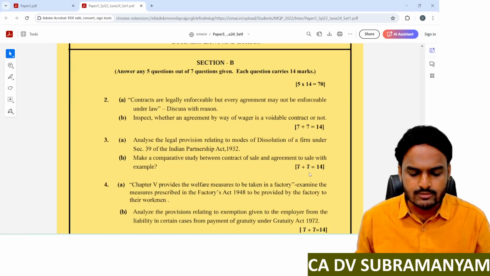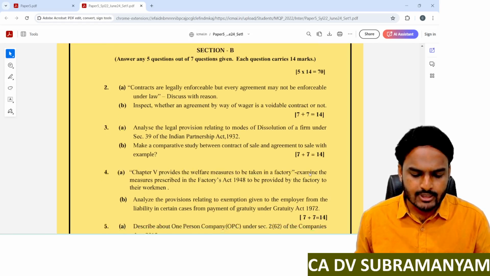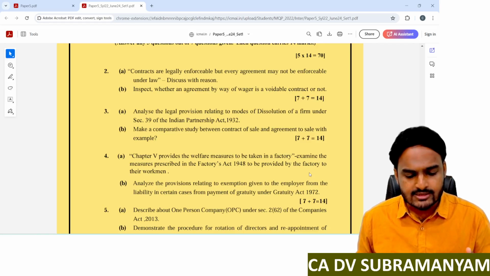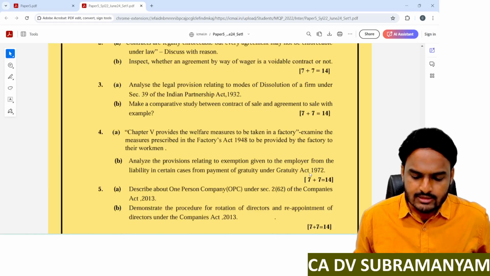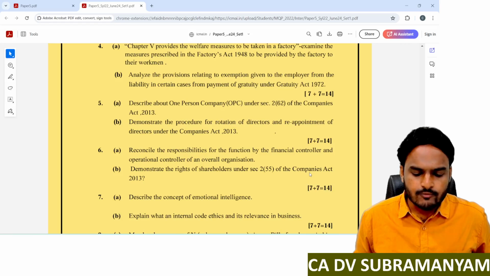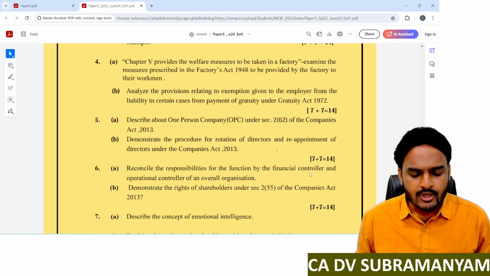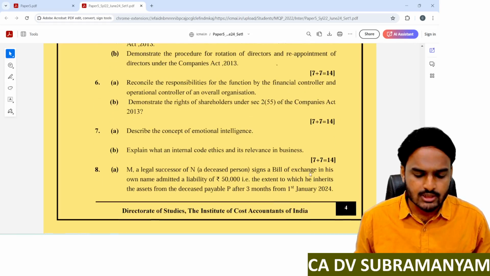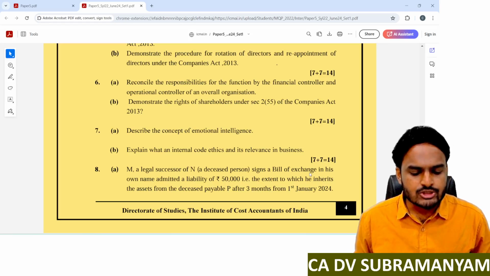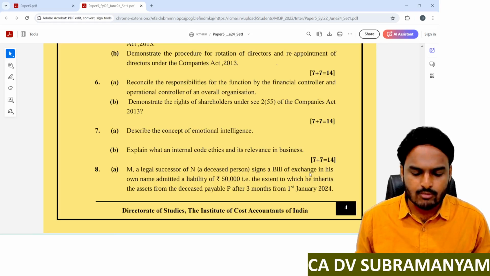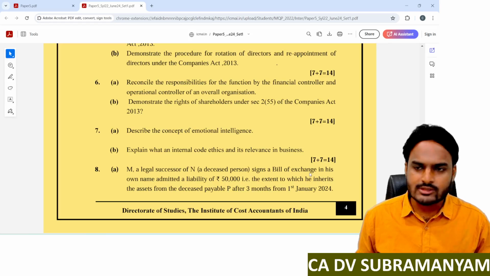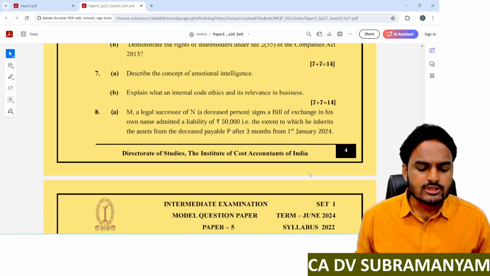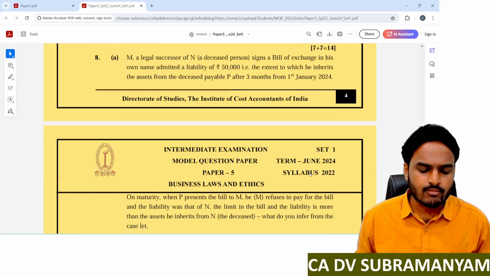And you can see here, the first question is from the Indian Contract Act. Next one, Partnership Act and Sale of Goods Act, 14 marks. Question number 4, Factories Act plus Gratuity Act, 14 marks. Question number 5, one person company and rotation of directors, corporate laws, 14 marks. Sixth question, financial controller and operational controller, this is from accounts and audit, 7 marks weightage. And next one, rights of the shareholders, this is from the accounts and audit chapter only, so 14 marks came from accounts and audit, corporate laws. Next one, emotional intelligence and internal code of ethics, these two belong to business ethics, weightage 14 marks.